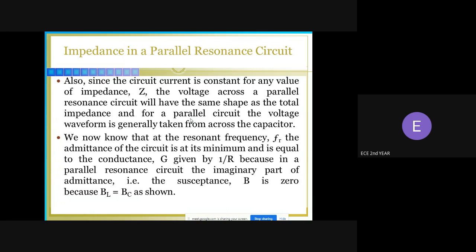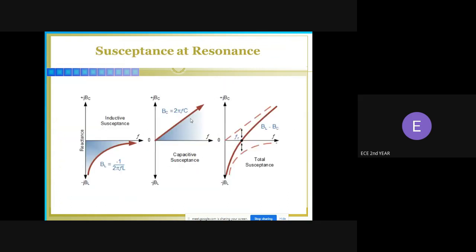We now know that at the resonance frequency Fr, the admittance of the circuit is at its minimum and is equal to the conductance G, given by 1 by R, because in a parallel resonance circuit the imaginary part of admittance, the susceptance B, is 0, because BL is equal to BC, XL equal to XC. So, susceptance at resonance.